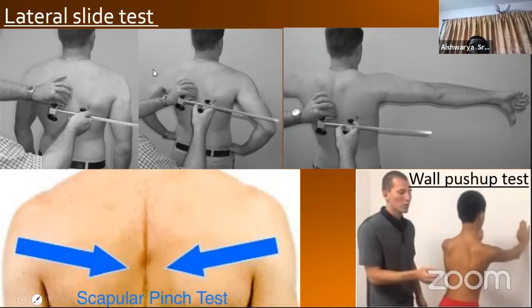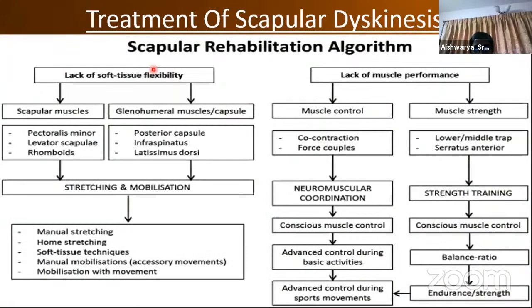Now, coming to the final topic, which is the treatment of scapular dyskinesis. Now, treatment is mainly based on the muscles that are affected, the type of the dyskinesis, and the cause of the dyskinesis. So if it's because of a lack of soft tissue flexibility, like if you have tightness of the scapular or the glenohumeral muscles, or if the capsule is tight, or if you have any other tear of the glenoid labrum, then what you have to do is you have to fix it.